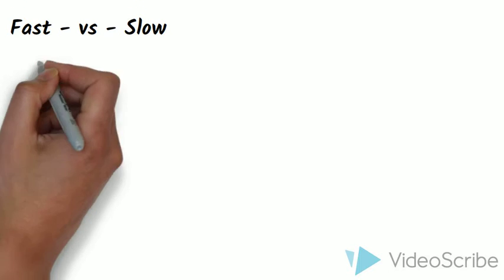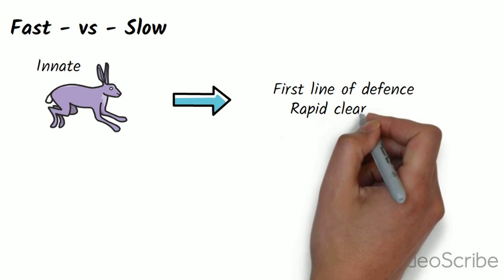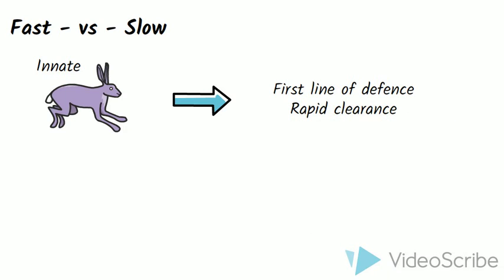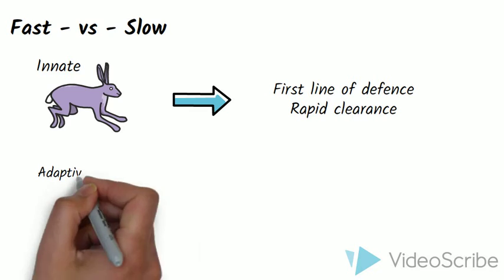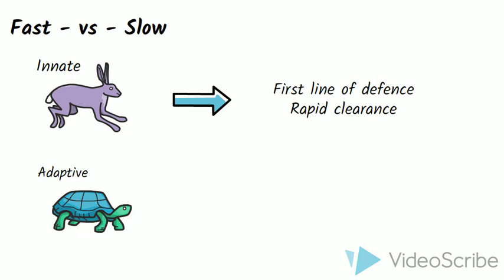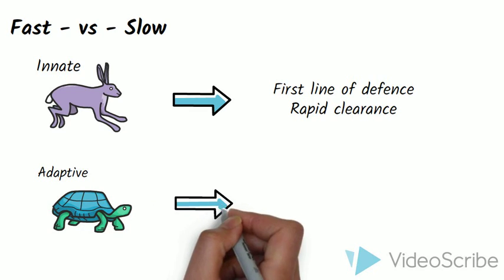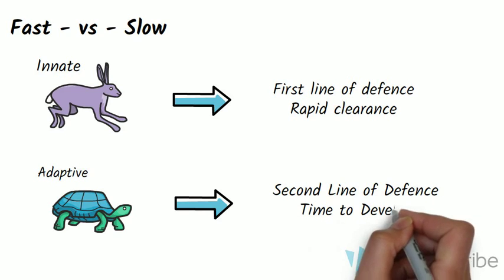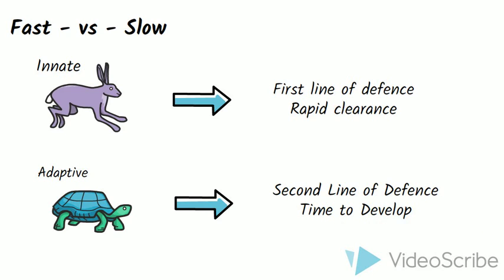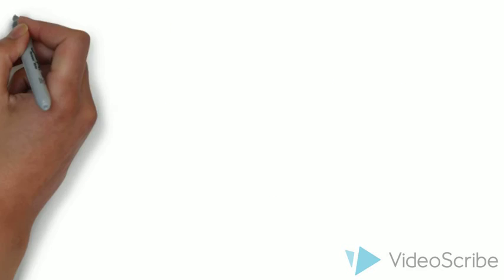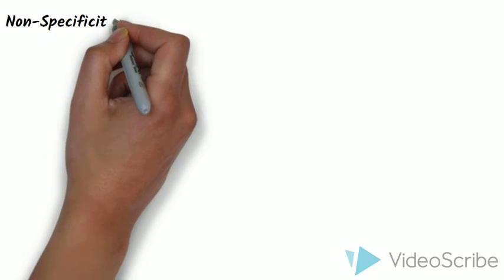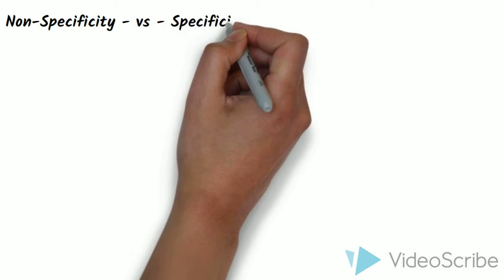As stated before, the innate immune system is a fast immune system, and as a result, is the body's first line of defence against microorganisms, therefore helping in their rapid clearance. Due to the adaptive immune system being initially slow in its response, it is the body's second line of defence and takes time to develop.